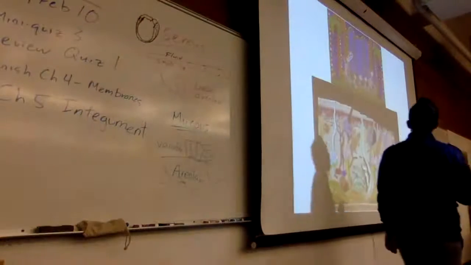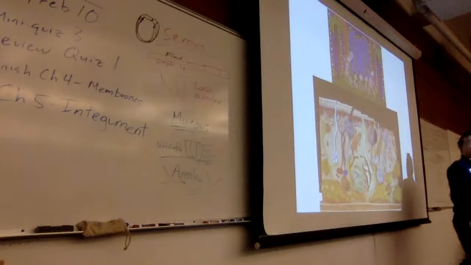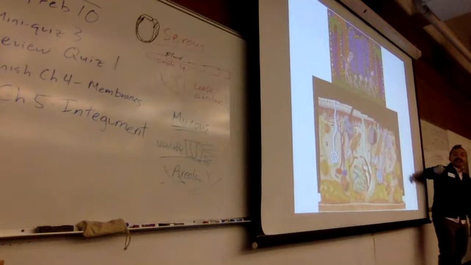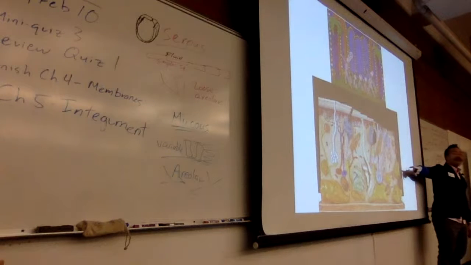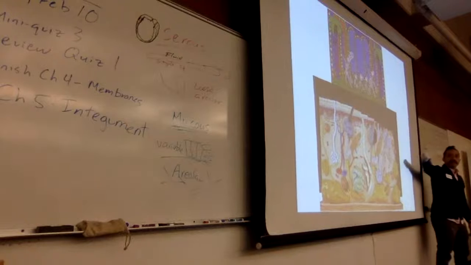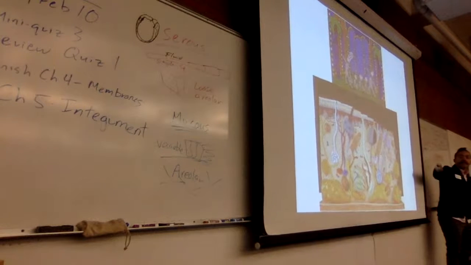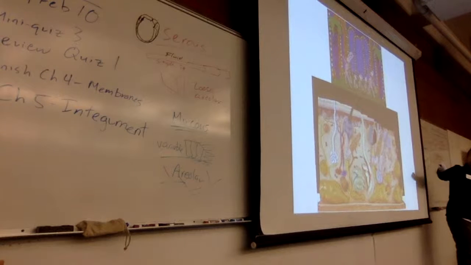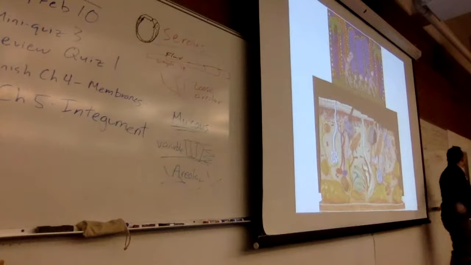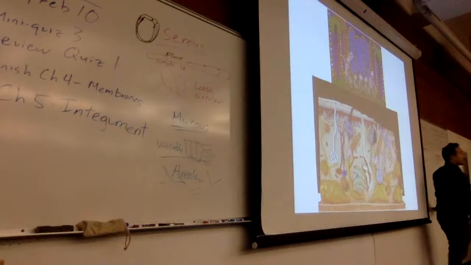So our skin is really important. Otherwise, you'd be exposed to a lot of weird things. This is a model of skin that we have in our lab, or something like it. So this is the superficial side. This is the deeper side. And you can see here that skin is really complex. It's not just epithelium and connective tissue.